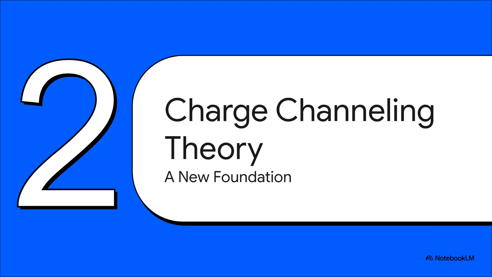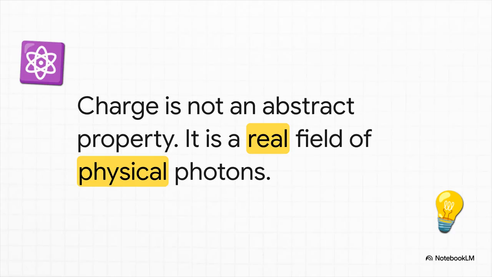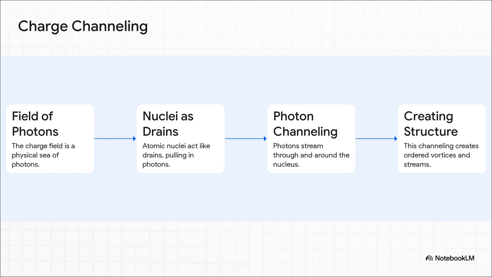Okay, so if the standard explanation has all these problems, what's the alternative? Well, the new solution starts by completely redefining something incredibly fundamental, the concept of charge itself. This is the huge paradigm shift right here. The theory says that charge isn't just some abstract property, some plus or minus sign we assign to particles. Nope, it's a field of real physical stuff, a constant flowing sea of actual photons filling all of space. And this physical field has rules, it has mechanics.